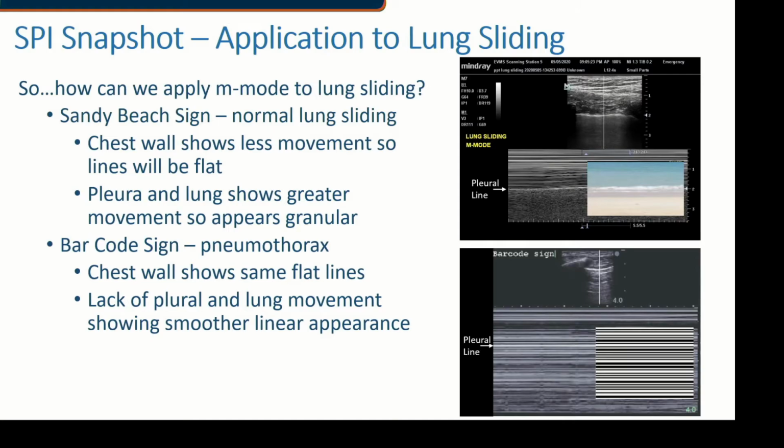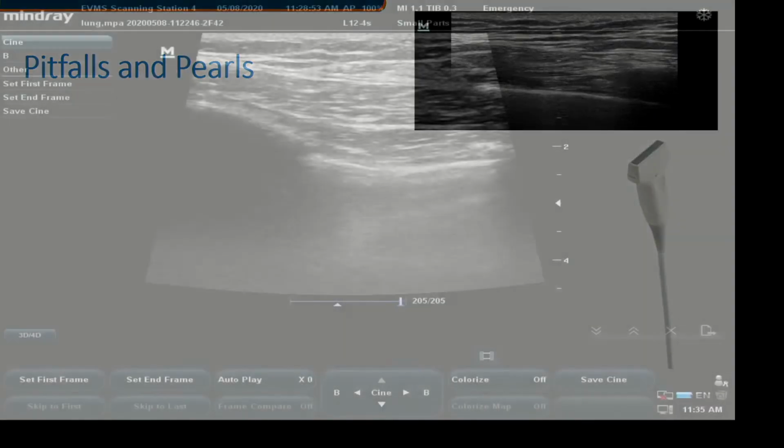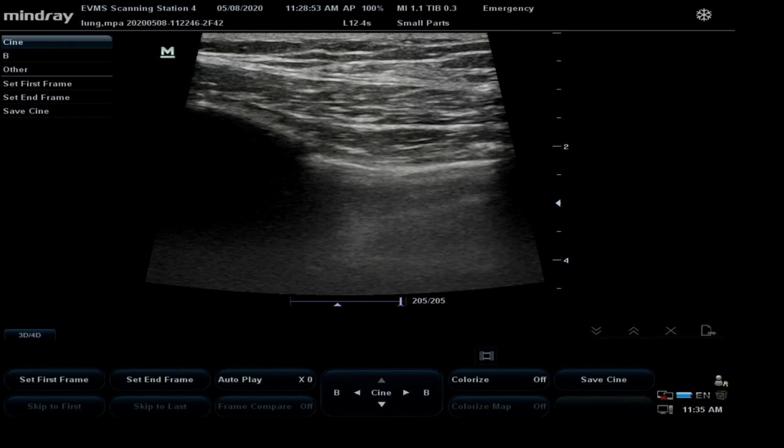Let's go to the machine and I can demonstrate the M mode. More gel.